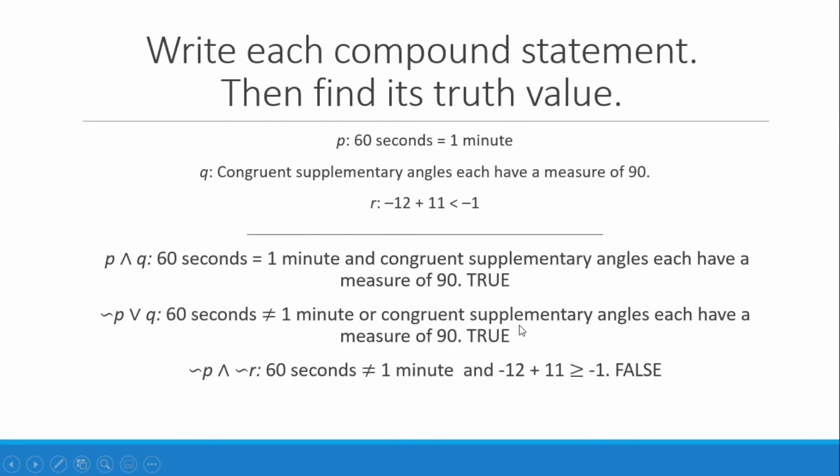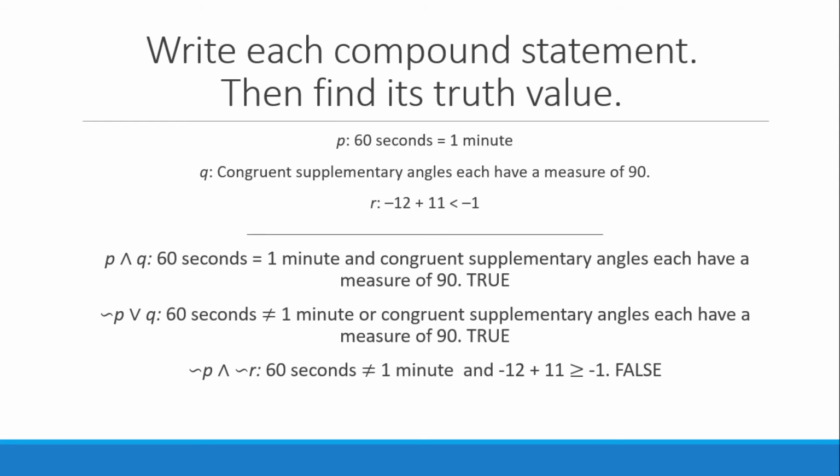Okay, write each compound statement, then find its truth value. P: 60 seconds equals a minute. Q: congruent supplemental angles each have a measure of 90 degrees. R: negative 12 plus 11 is less than negative 1. Okay, P and Q: 60 seconds equals a minute, and congruent supplemental angles each have 90 degrees.